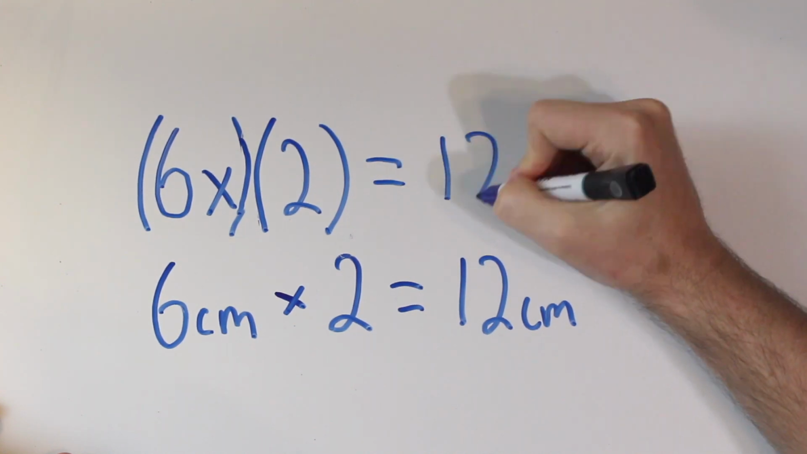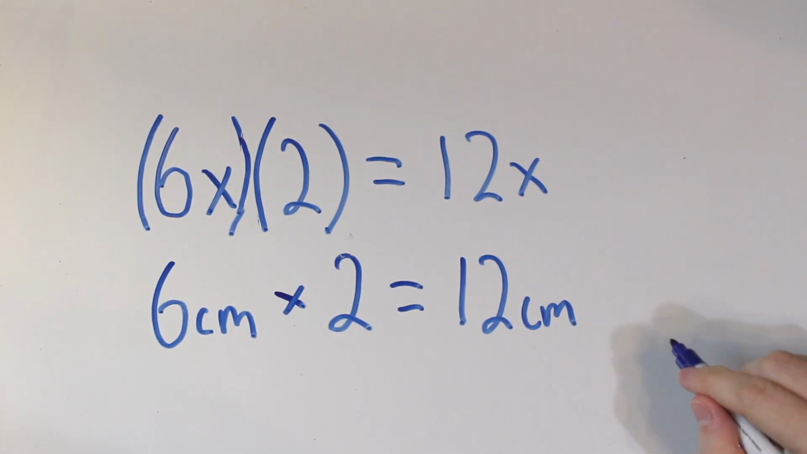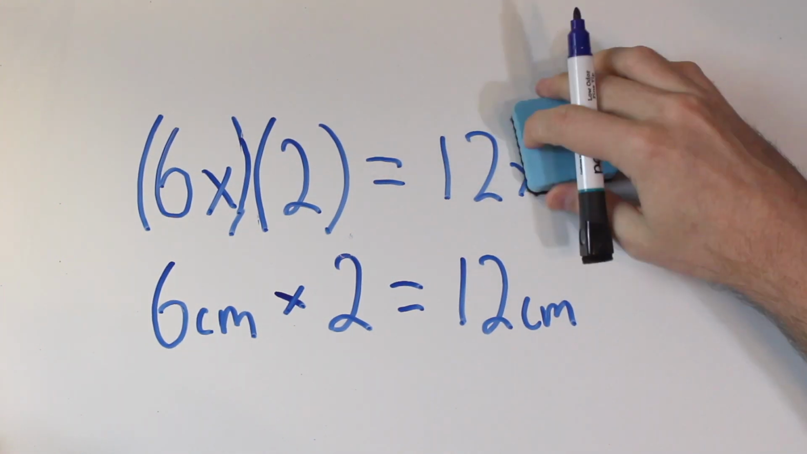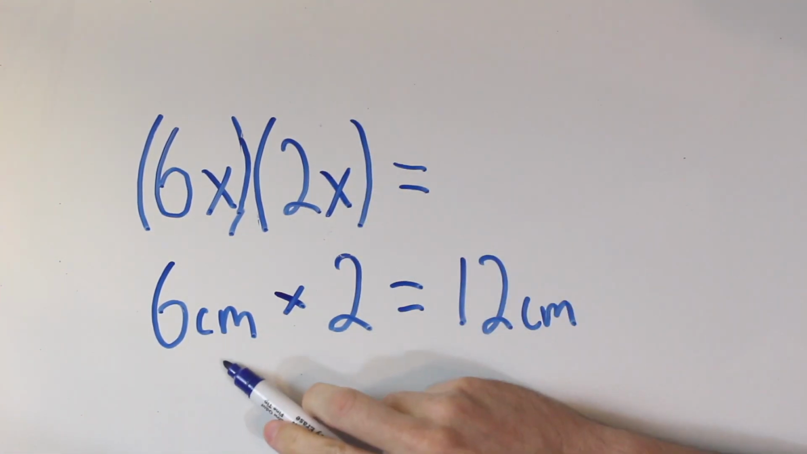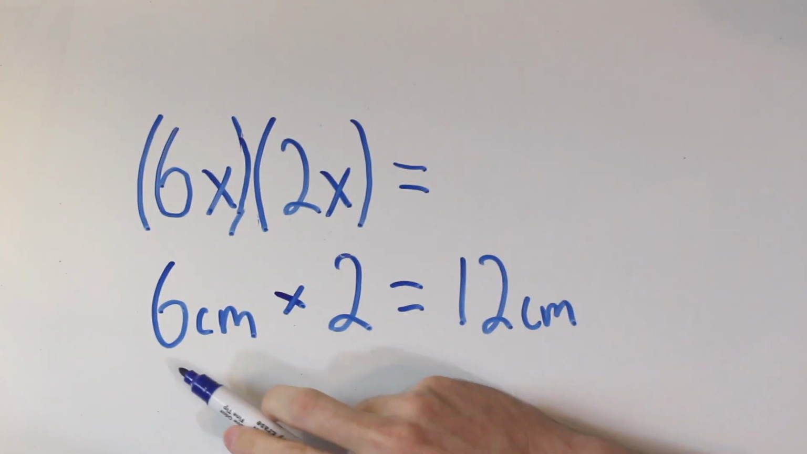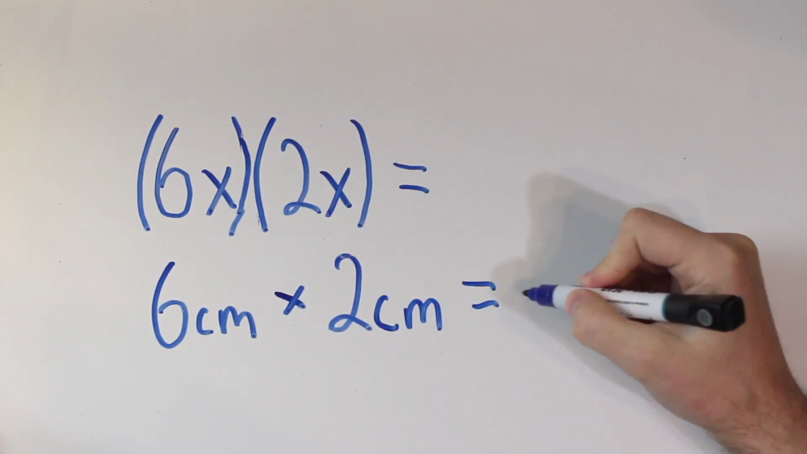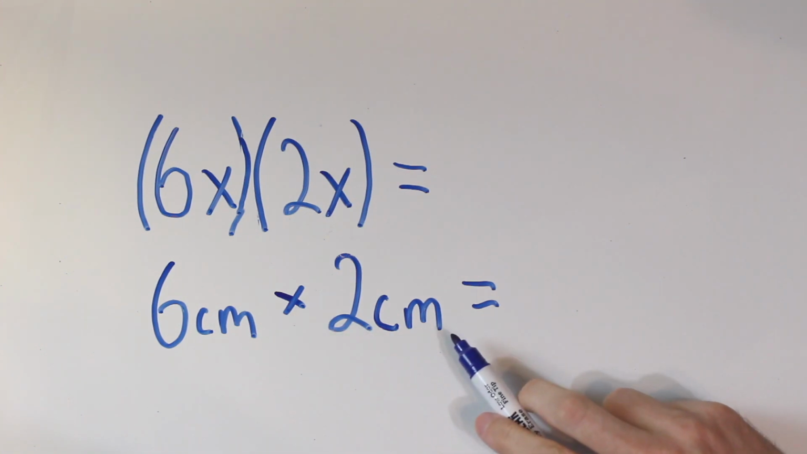But that's not what the problem says, is it? In the problem, we're not just multiplying by 2, which would mean doubling, we're multiplying by 2x. So we can't just think of 6 centimeters multiplied by 2, we need to think of 6 centimeters multiplied by 2 centimeters. Can you think of anything that is measured 6 centimeters by 2 centimeters?